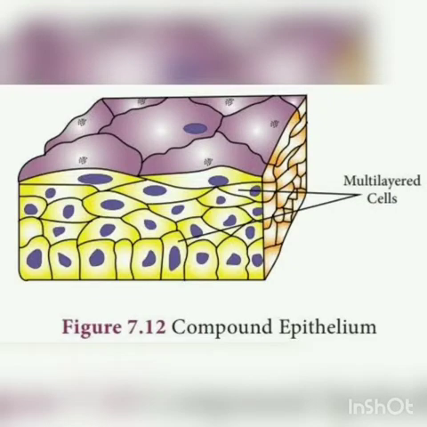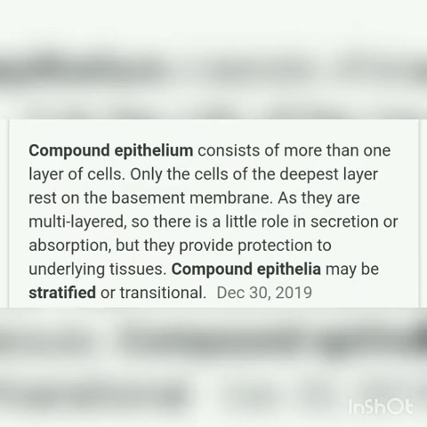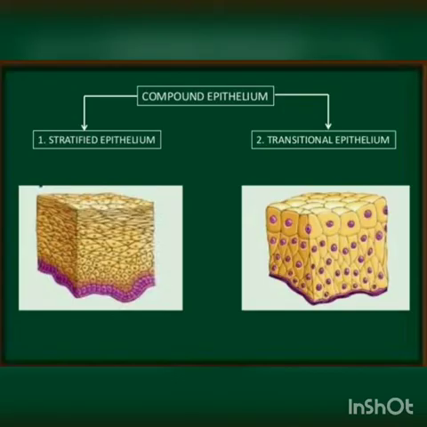Next we see compound epithelium. Compound epithelium is made up of more than one layer, that is multi-layered of cells, and it has a limited role in secretion and absorption. This compound epithelium may be stratified or transitional.